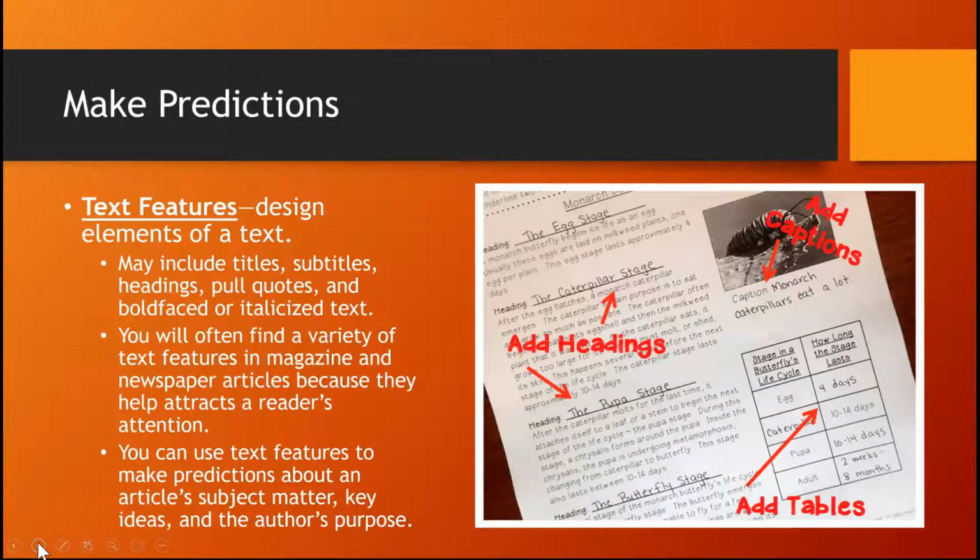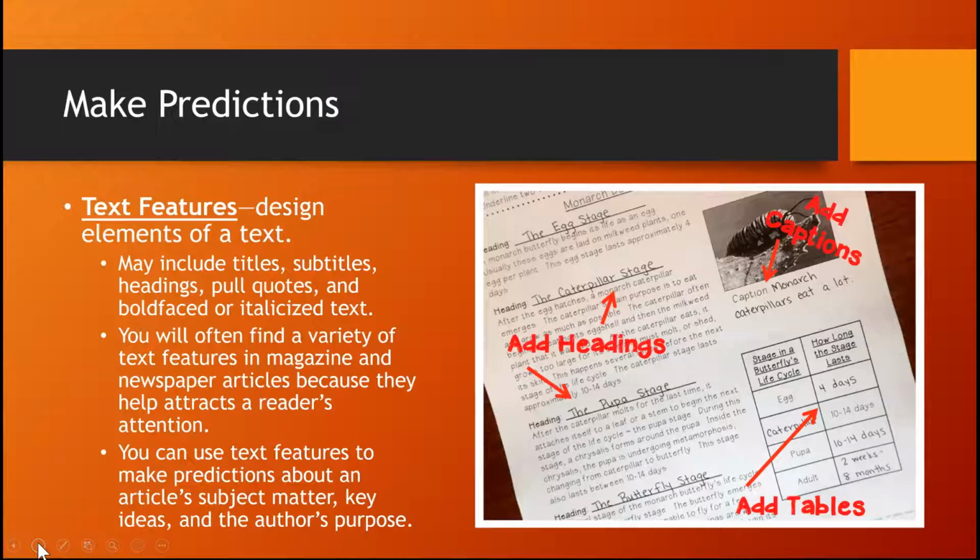Now, the first concept we're going to study with this is making predictions. Text features are design elements of a text that may include titles, subtitles, headings, pull quotes, and boldface or italicized text. You'll find a variety of text features in magazine and newspaper articles because they help attract readers' attention. You can use text features to make predictions about an article's subject matter, key ideas, and the author's purpose.